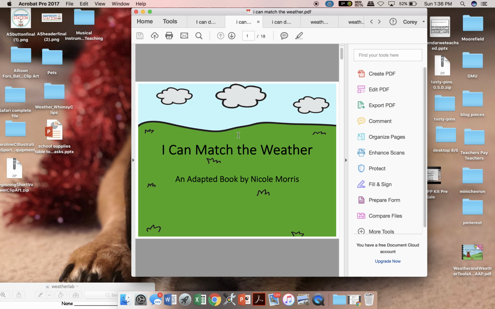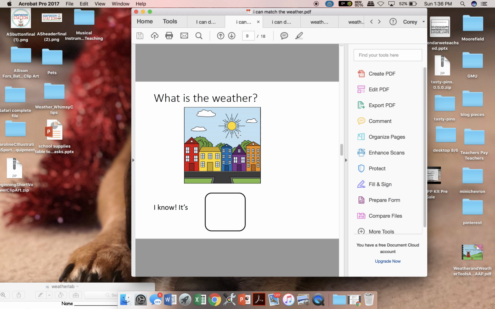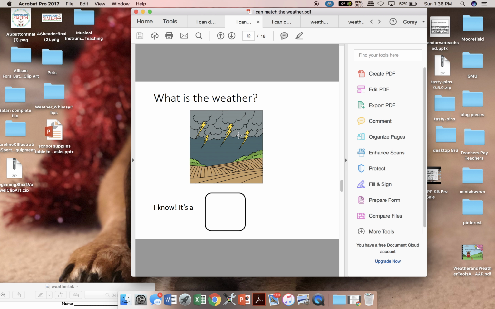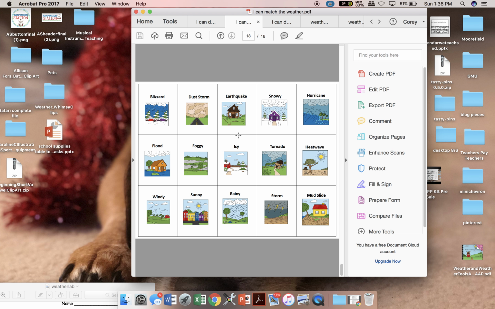The next book is Matching Weather. So this is introducing students to some of the different weather concepts we might see, as basic as sunny, rainy, snowy, going up through tornado, hurricane, really covering a lot of concepts. And then there are the pictures that they'll put into the book.